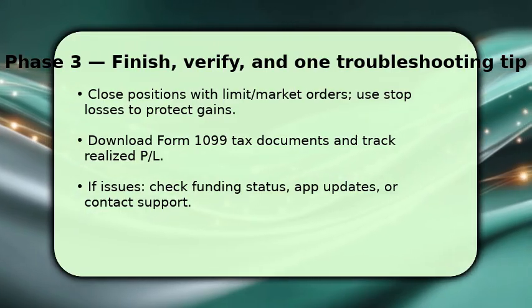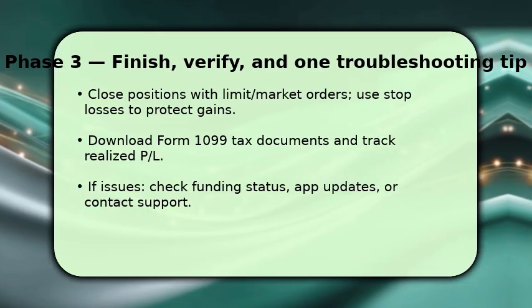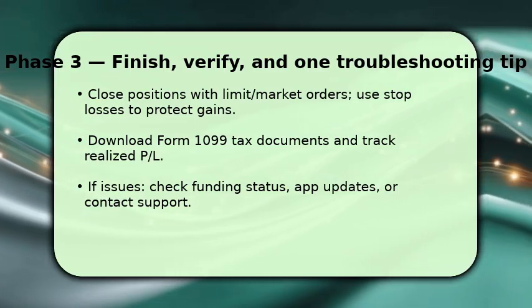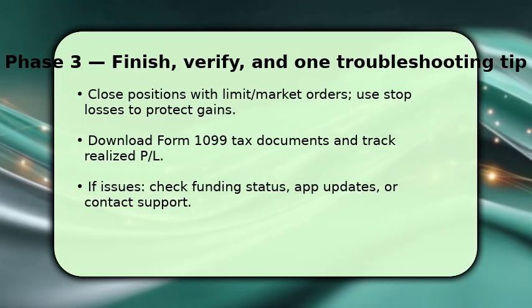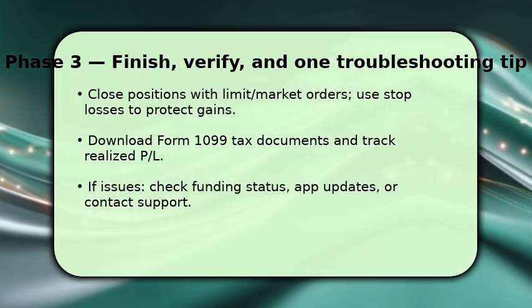Close positions with limit or market orders, or set stop losses to protect gains, because discipline prevents emotional losses. After the year, download Form 1099 and reconcile realized gains and losses for taxes. Keep trade logs for audits.